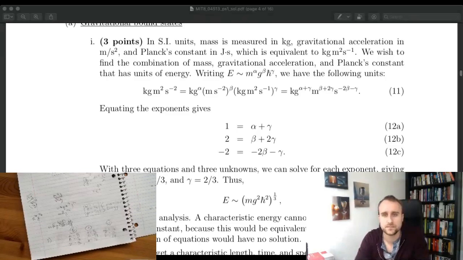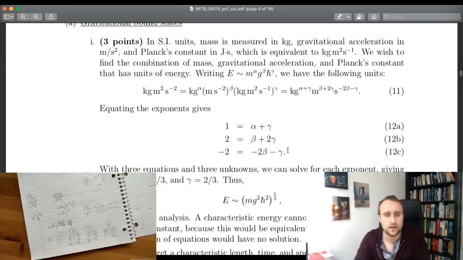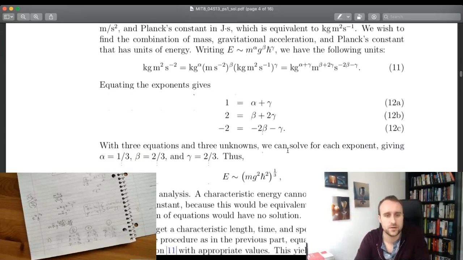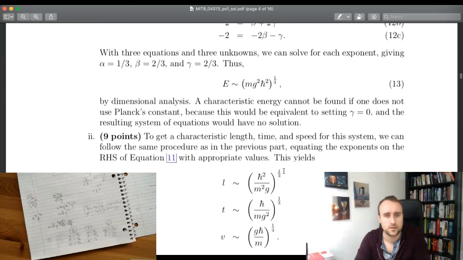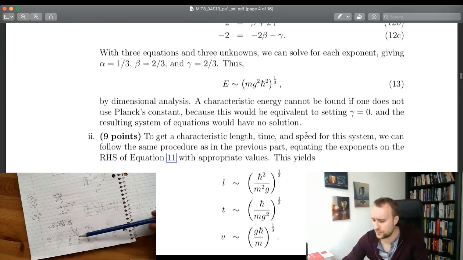All right. Now let's see if I got any better at this dimensional analysis in the time of practice here. So let's go back over to the solution. And characteristic length of time, follow the same procedure. All right, this yields, let's see if we got this right. In A, we have length is, this should be negative 1/3.